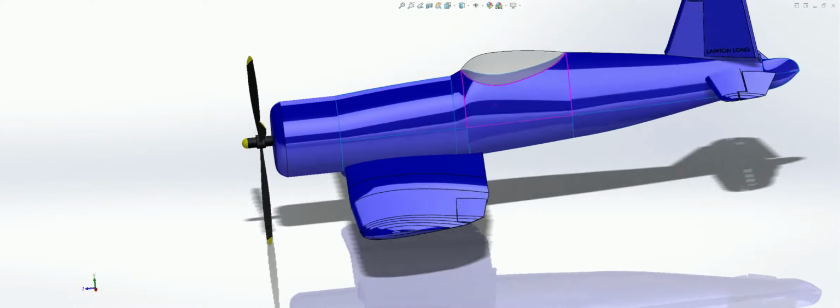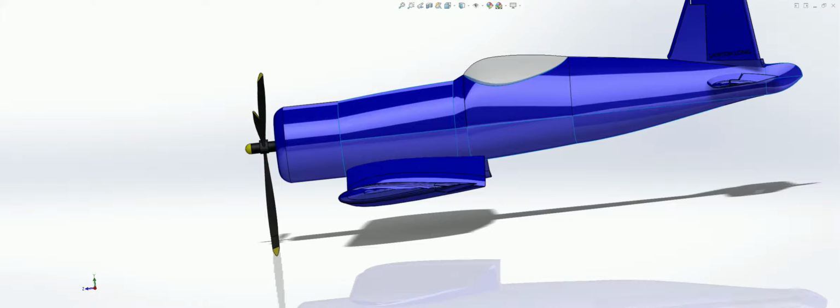The plane has movable control surfaces such as the ailerons, elevator, rudder, and the propeller. The hardest part about this project was the fuselage, mainly because of the complicated geometry around the cockpit.